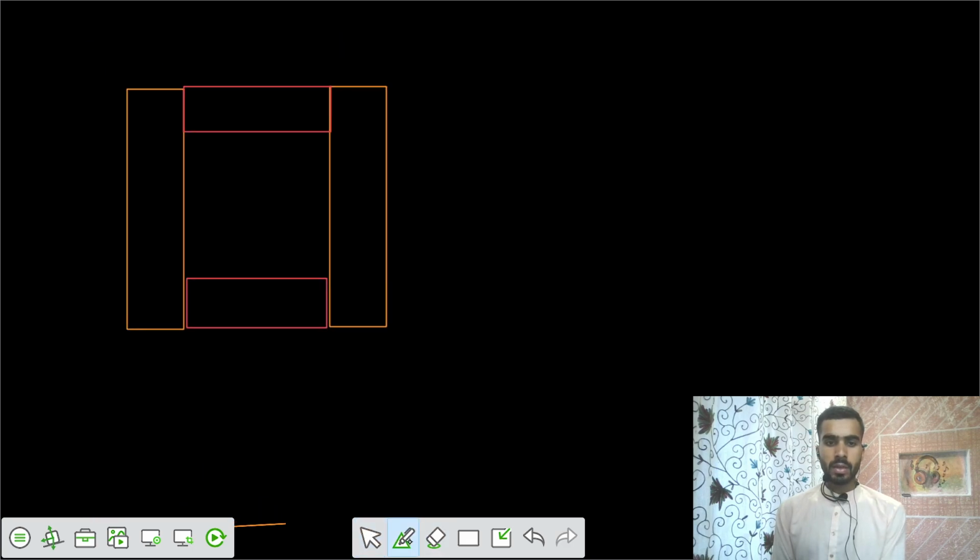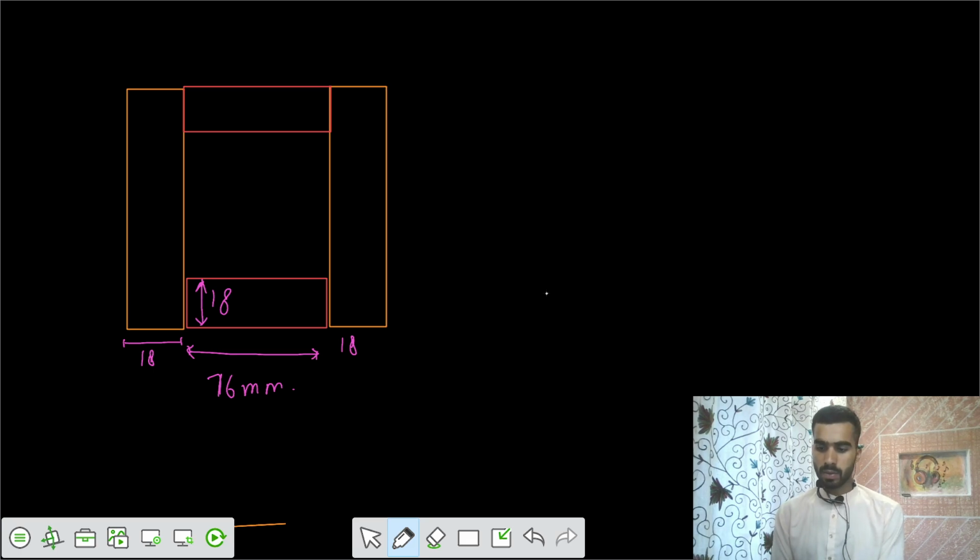So we have this section. Now the dimensions: the thickness of these, let's say this is 18 millimeter, this is 18, and similarly this one is also 18, and this one is also 18, and the length of this part is 76 millimeter. And similarly from the top also we have the same values, 18, 18, 18. So the total depth is 112 millimeter.